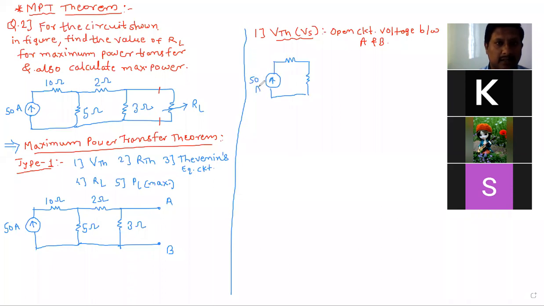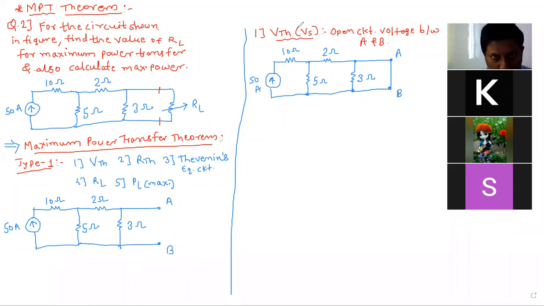This is 50 ampere, 10 ohm, 5 ohm. This is 3 ohm. Sorry. This is 2 ohm. And this is 3 ohm. And we are going to short A and B. We are going to short A and B.